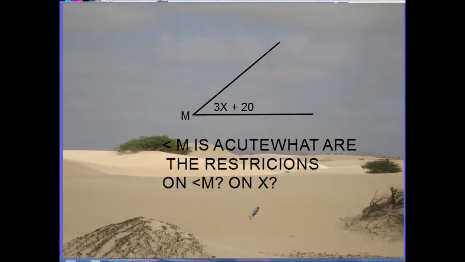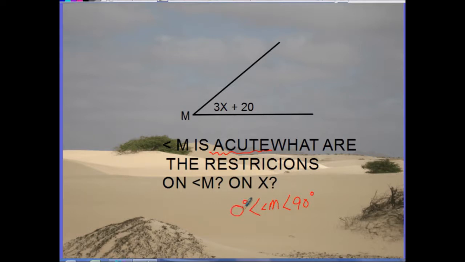So for our next example, we know that angle M is acute. We want to know what are the restrictions on angle M and on X. Now, we know acute angles are less than 90 degrees. So angle M is less than 90 degrees. But there's another restriction. We can't have negative angles, so angle M is also going to be greater than 0 degrees.